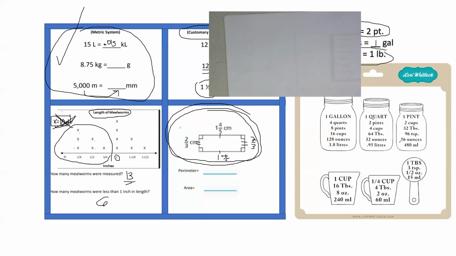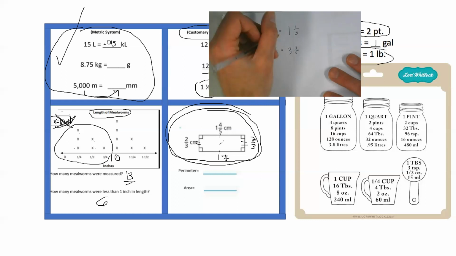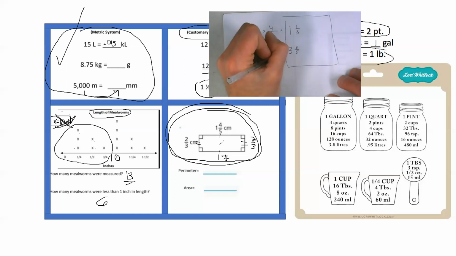So 2/3 and 2/3. I feel like we've done this exact one. 2/3 plus 2/3 equals 4/3, which is 1 1/3. 1 4/5 plus 1 4/5 equals 2 8/5, which is equal to 3 3/5. So perimeter is this plus this plus this plus this. So I just need to add those two together.